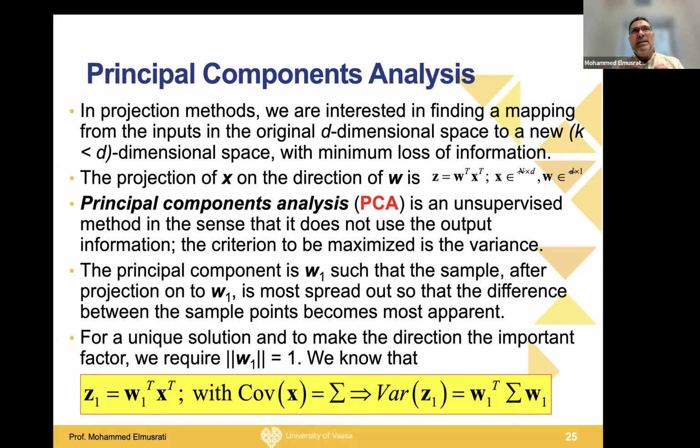What's the meaning of 1000? Thousand here is the number of patients that we have in the file. So I have 1000 patients, but now instead of representing each patient with 50 features, I am representing each patient with only one feature. What is this feature? This feature is a linear combination of all 50 features.